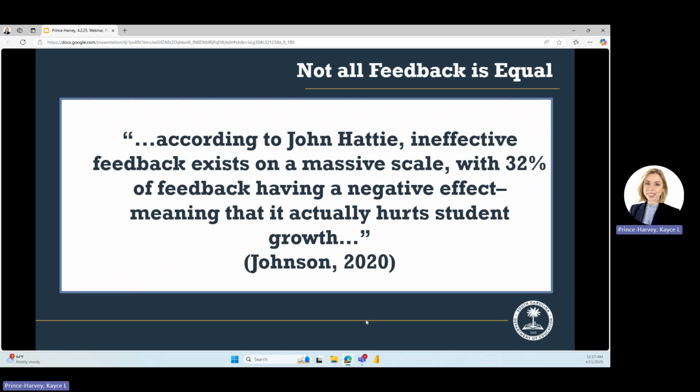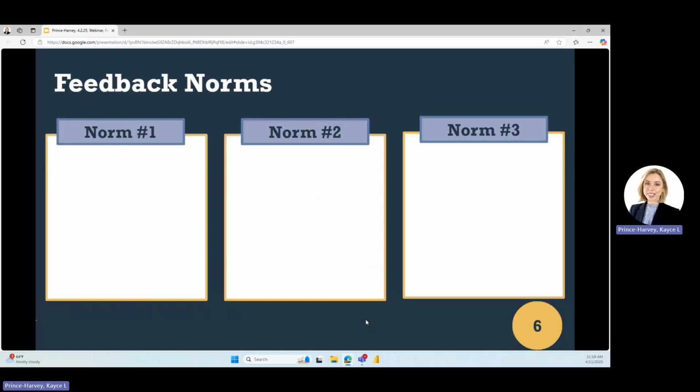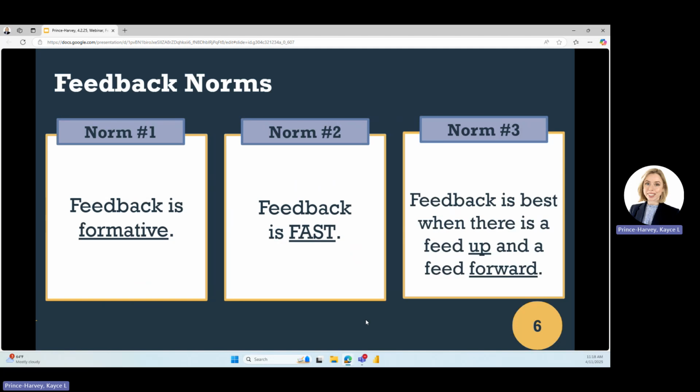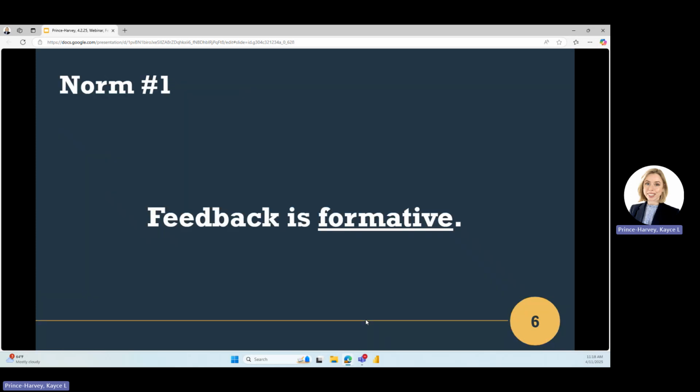In order to build a culture of effective feedback, we need positive norms, and that's what we're going to discuss in this section. So when we talk about building a culture of feedback and effective feedback, there are 3 norms that we will explore. First is that feedback is formative. Lastly, feedback is best when there is a feed up and a feed forward. We're going to dig into each of these norms separately, starting with norm number 1, feedback is formative.